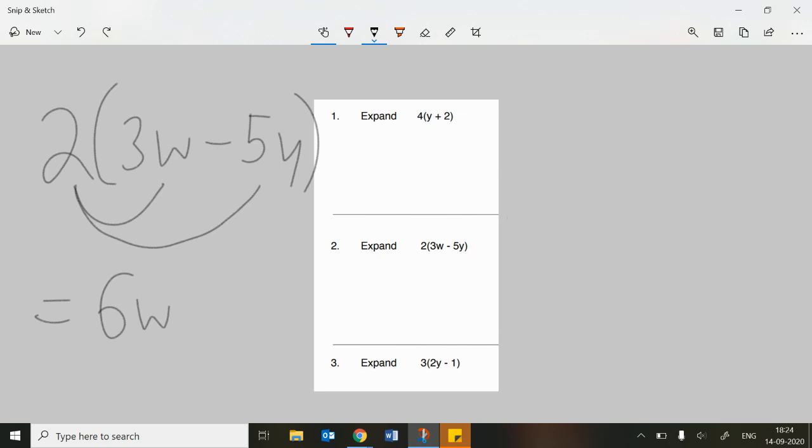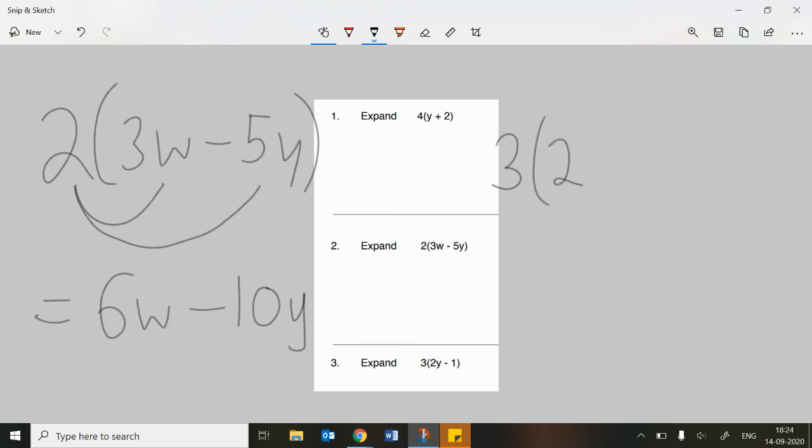Right, and then we've got 2 times by minus 5y. So 2 times by minus 5 is minus 10, and then we just need to put the y on the end, and we're done. Okay, and with the third one here, it's tripling, or some people say trebling.